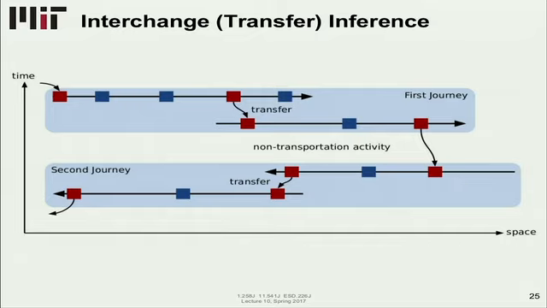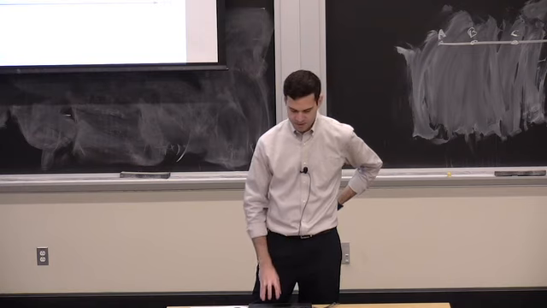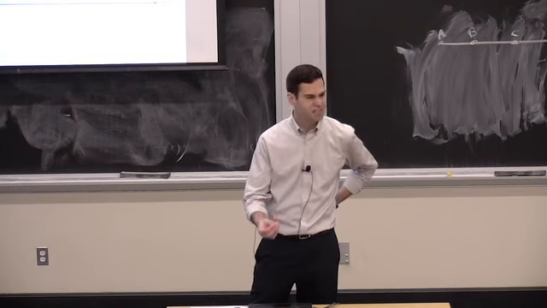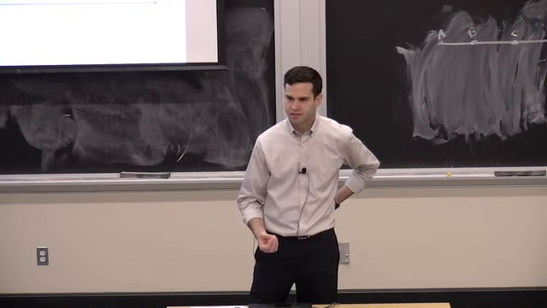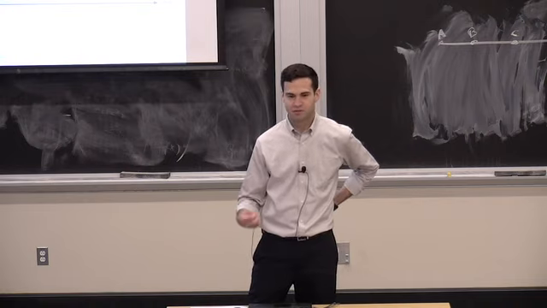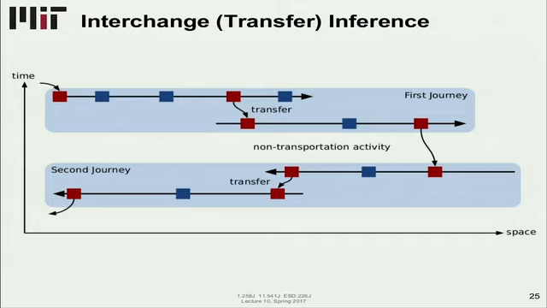The inference we want to make now is whether this first trip was connected to the second with a transfer, or whether, in fact, the person was doing something else in between those two trips, and this was the actual intended destination of that passenger. And that's an important question for the reasons we talked about earlier.